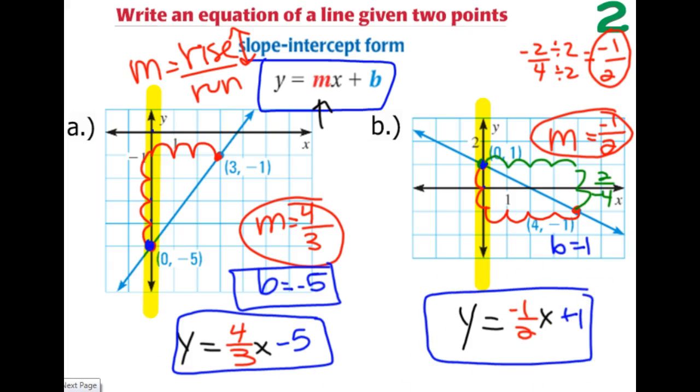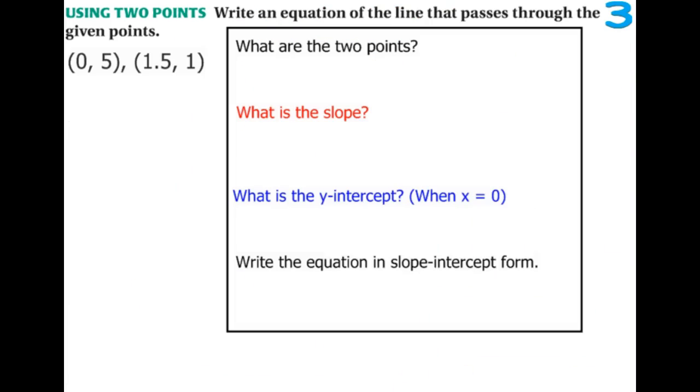Let's flip over to the next slide. Now we are going to write an equation of the line that passes through the given points. So you guys, our goal isn't any different. We're still trying to get an equation in the form y equals mx plus b. So first, we're going to find our slope, m, and then we're going to find our y-intercept, b. So this is m, and then b. And then write an equation in slope-intercept form, which is that form right there.